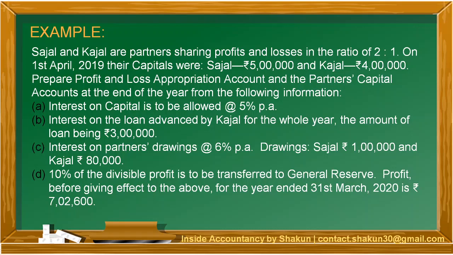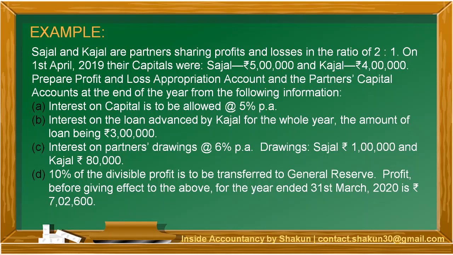First, interest on capital is to be allowed at 5% per annum. Now the capital which is given to you is on 1st April 2019. So that means this is the opening capital. Interest on capital is always calculated on opening capital. So directly you will calculate 5% of 5 lakh and 4 lakh respectively.